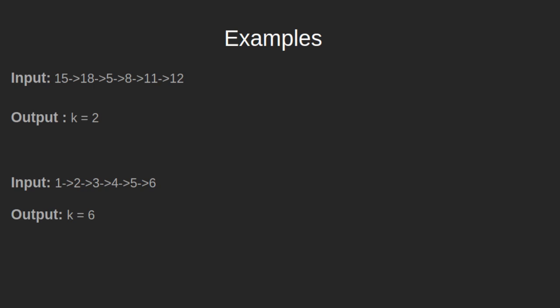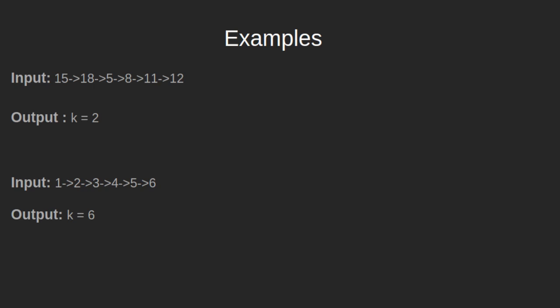In the second example, we are given a linked list 1, 2, 3, 4, 5, 6. Here the linked list is already sorted, so many of you may comment that the output should be 0. But here the output is k equal to 6.